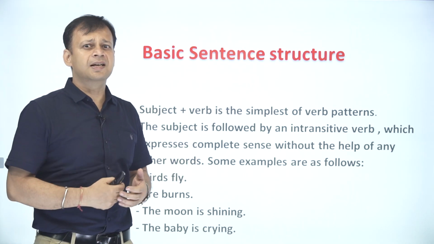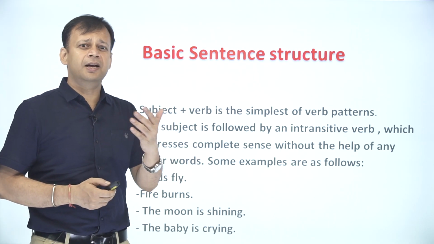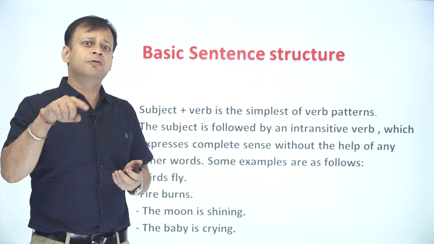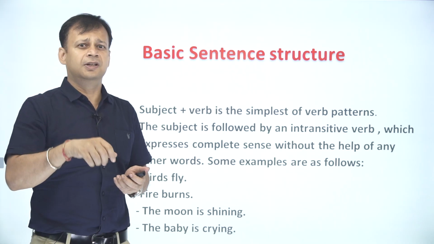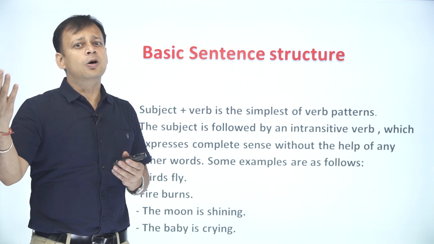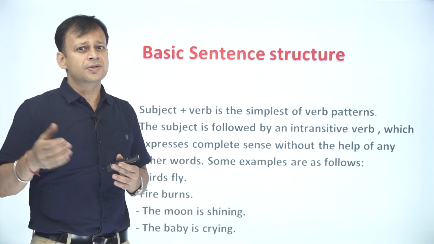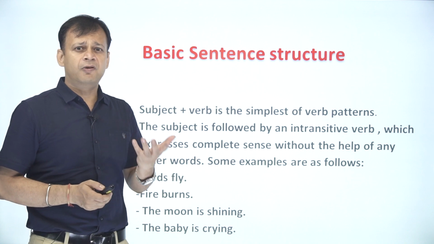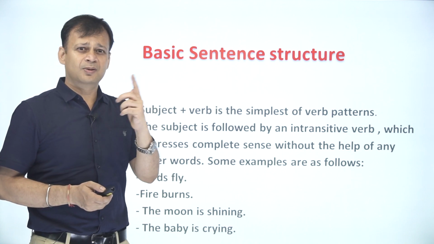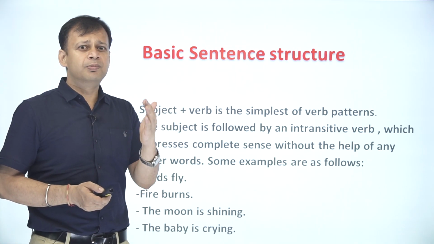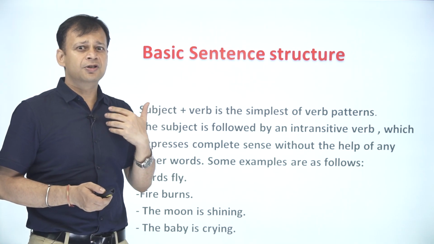Now have a look at some examples. Birds fly. So here the bird is flying and the process of flying is done by the bird itself. So here the action is not getting transferred to any other object or person or source. That's why fly is an intransitive verb in this case. Fire burns. So once again the process of burning happens. In that, fire is not burning something. It is doing something on its own.